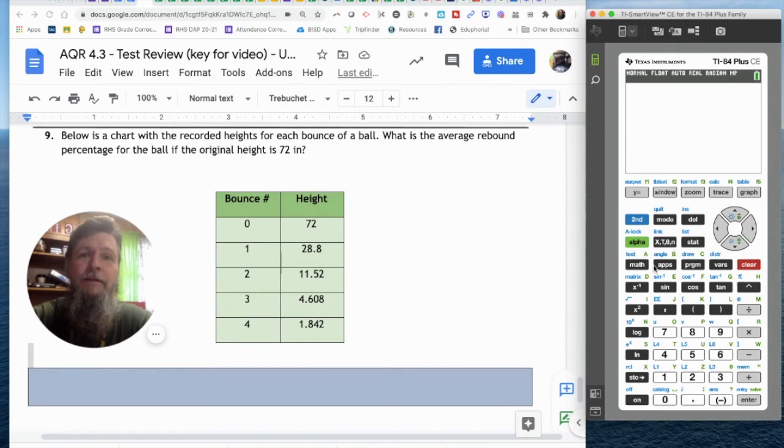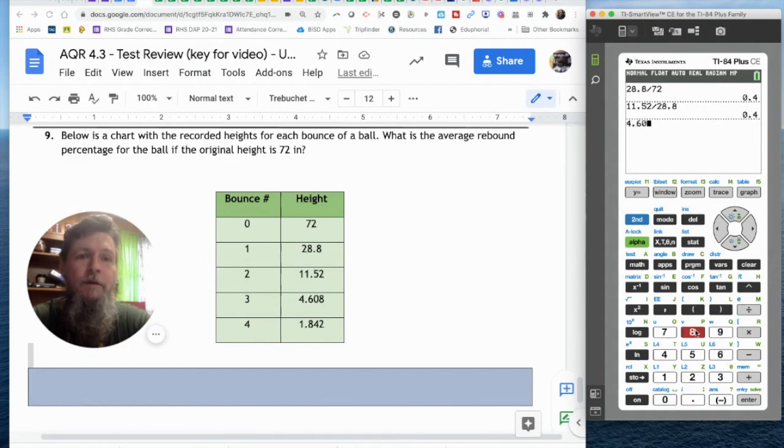So let's look at that. In other words, it's 28.8 divided by 72. That's 0.4 or 40%. So that specific bounce is a 40% drop height, or a 40% rebound percentage. Now let's look at the next one, which will be 11.52 over 28.8. 11.52 divided by 28.8. It's also 40%. Okay, so how about the third bounce height, 4.608 over 11.52.